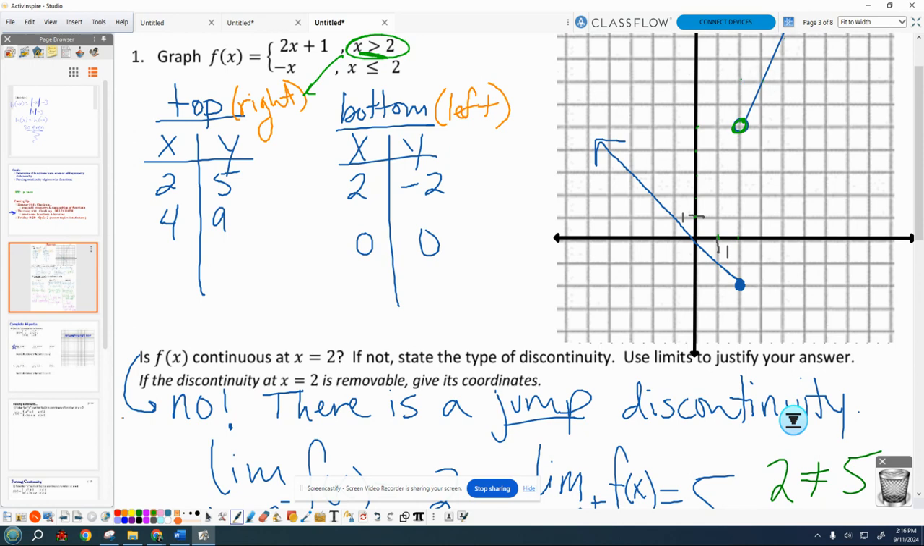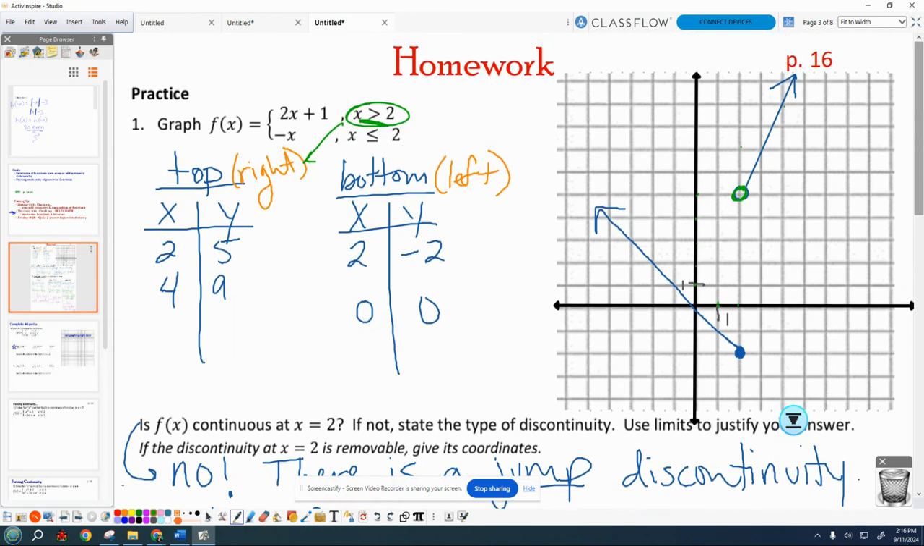Or I could have plugged in another coordinate that's bigger than 2, like 4. 4 times 2 is 8, plus 1 is 9. So I could plot those dots. I skipped 3, but, never mind.